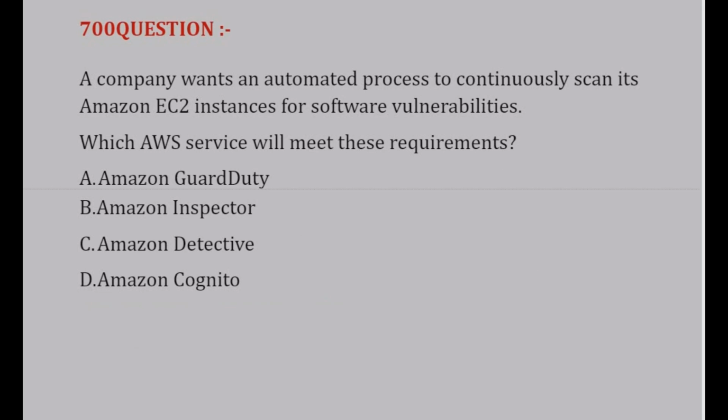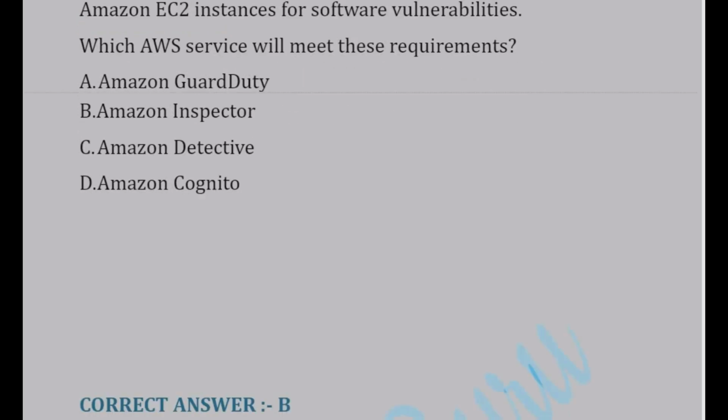Question is, a company wants an automated process to continuously scan its Amazon EC2 instances for software vulnerabilities. Which AWS service will meet these requirements? Option A. Amazon GuardDuty. Option B. Amazon Inspector. Option C. Amazon Detective. Option D. Amazon Cognito. Correct answer is option B.